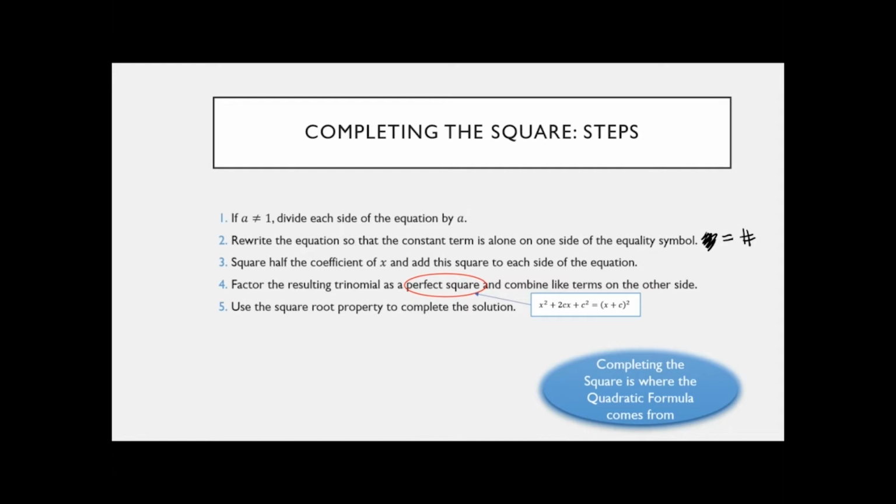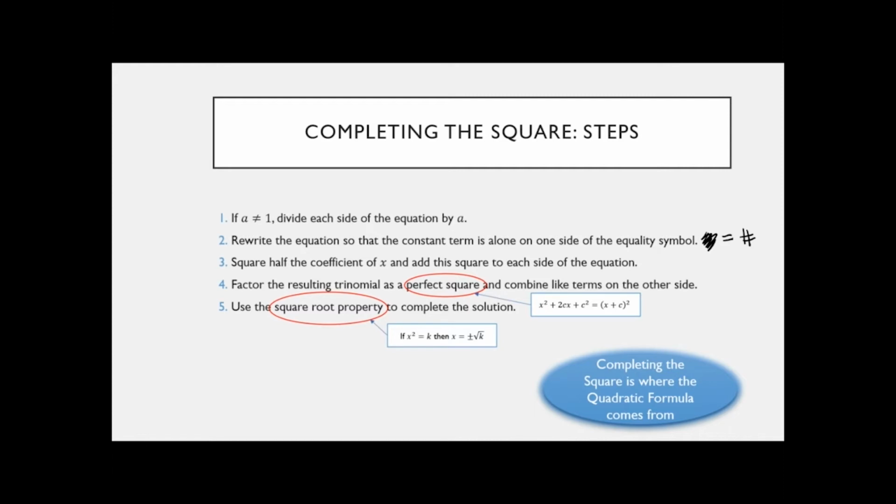So on the left side we're going to get something that we can factor in this form. And then on the right side, you're just adding whatever numbers you have together, combining those like terms. And then step 5 is you're using the square root property to actually go ahead and solve. We haven't done any solving yet. Step 5 is where you start solving. Everything before that is just to manipulate it into the form we want. And just as a reminder, the square root property: if you have something squared equals a number, then you take the square root of both sides, and you'll end up with plus or minus the square root of something.